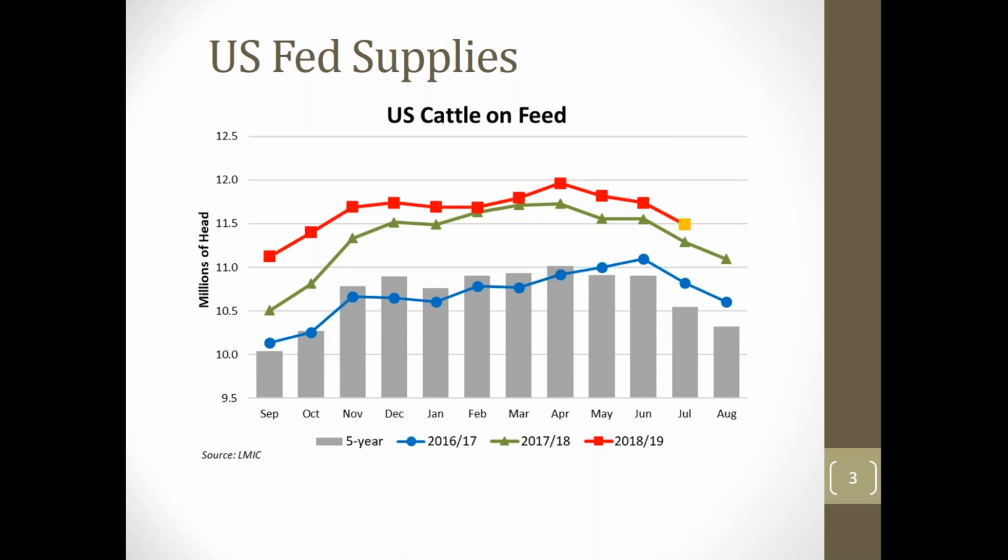So we probably will see more feedlot placements as we come into the fall in the U.S. Marketings were down 3% for June in the U.S., and that just has to do with more or less one less marketing day and then a few less head going through per day on average. Some concerns for the U.S.